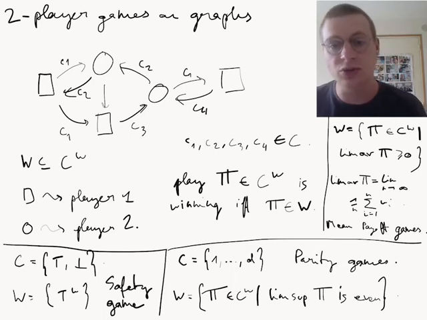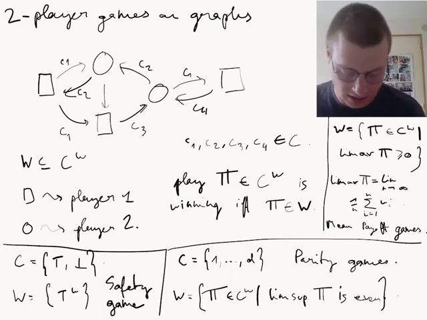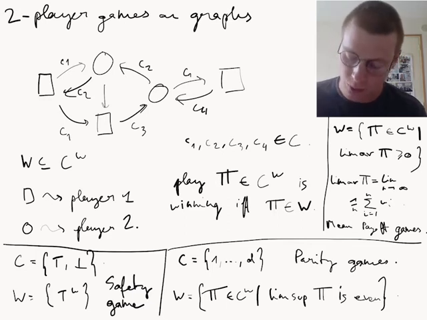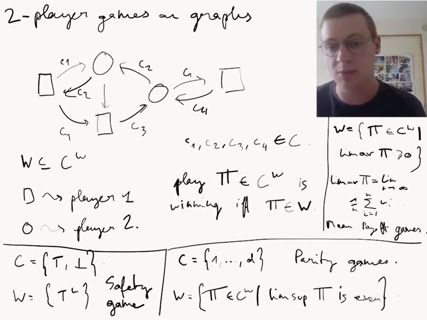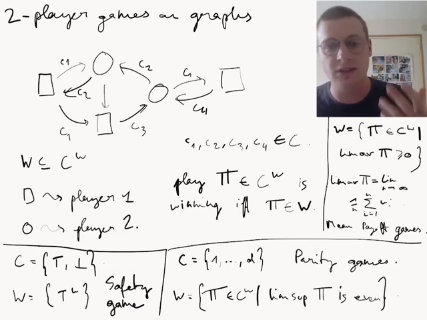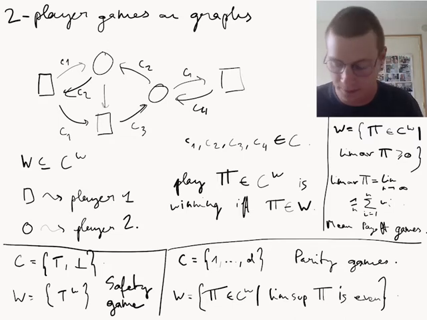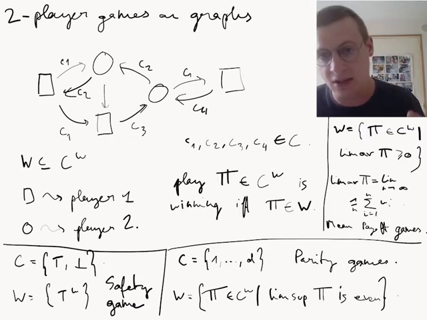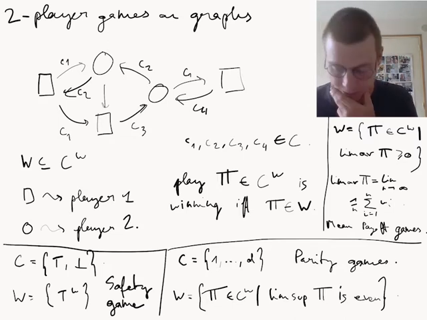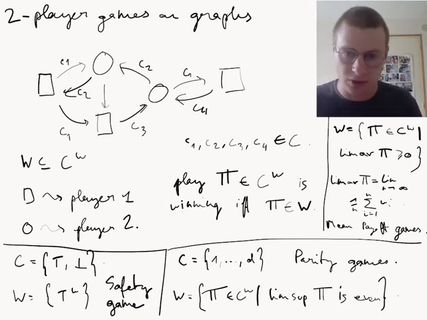So again, intuitively here, this means that player 1, in order to win, wants to remain positive. So he should try to trap the token in some component where he can enforce that, on average, the weights that are seen are positive. Okay, so these are the three types of games that we're going to talk about.